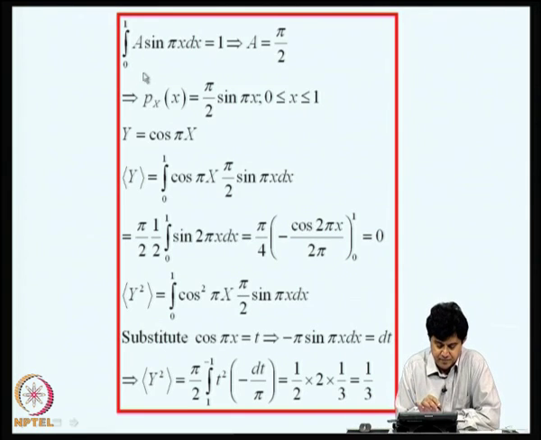How do we find a? The area under the probability density function should be equal to 1, and if you do this integration quickly, we get a equal to pi by 2. So, the probability density function is pi by 2 sin pi x, where x runs from 0 to 1.